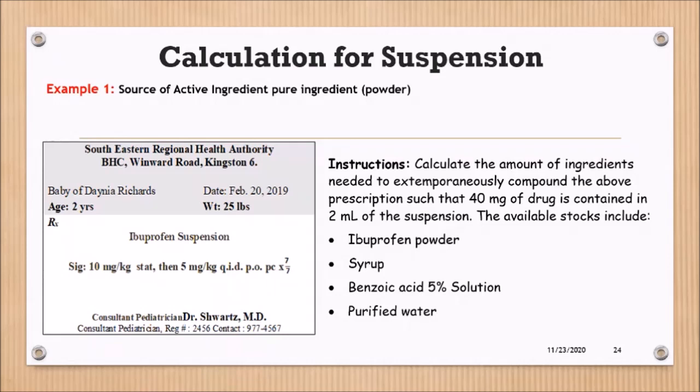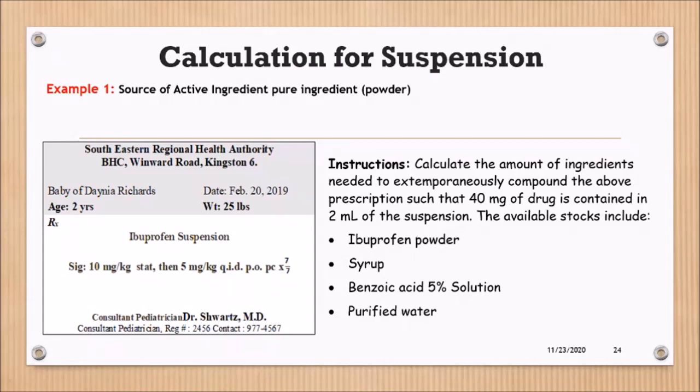Just a point to note, even though we have examples here using only one active pharmaceutical ingredient that is insoluble, you can have more than one active pharmaceutical ingredient that is insoluble. And you can also have excipients that are insoluble, right? So it doesn't have to be just one of the ingredients that's insoluble, it can be more than one.